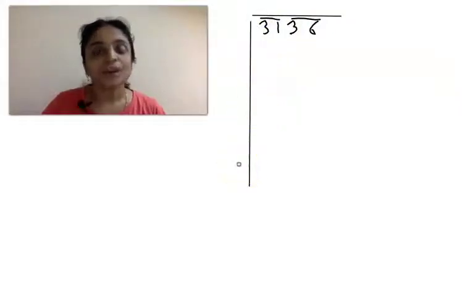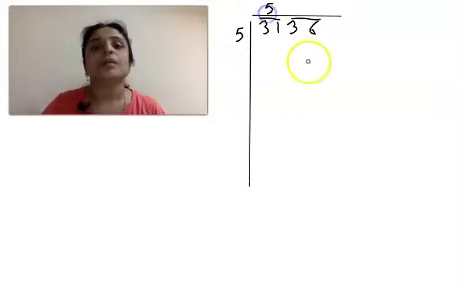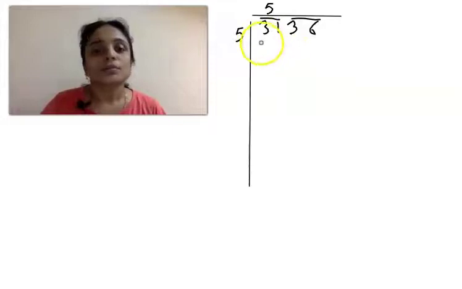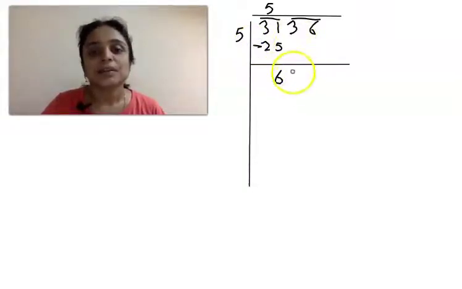Now, we have to find a number whose square is less than or equal to 31. Obviously, it is 5. 5 square is 25 and 6 square is 36, which is more than 31. So, 5 is a number which we should write here. Now, 5 into 5 is 25. Now, subtract this 25 from 31. You will get 6. And bring this down, 636. We have to bring the numbers in pairs.